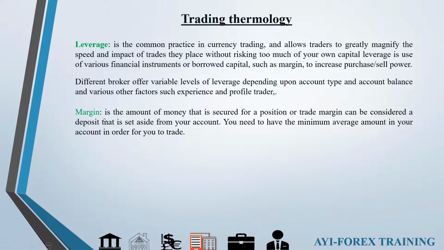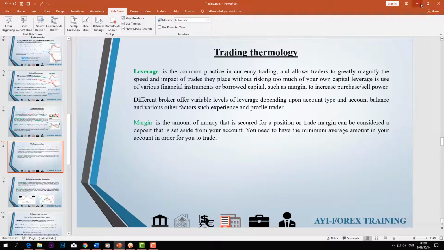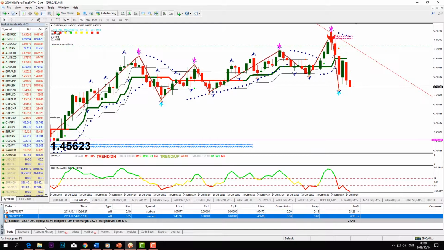Let's discuss the margin. Margin is the amount of money that is secured for a position or trade. Trade margin can be considered as a deposit set aside from your account. You need to have a minimum amount of money in your account in order to trade. Now, if my margin goes down and I'm losing, this is very important. The equity is what I have. I don't have this money. This is the balance, but this is the margin. So the margin is what I'm trading with, and the only money I have, if I want to pull money out, is this one.